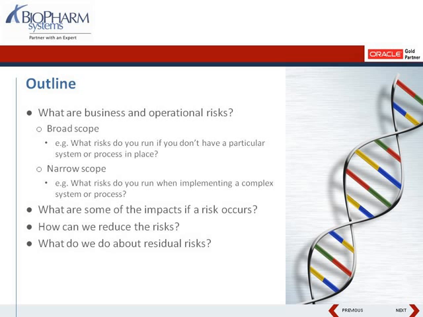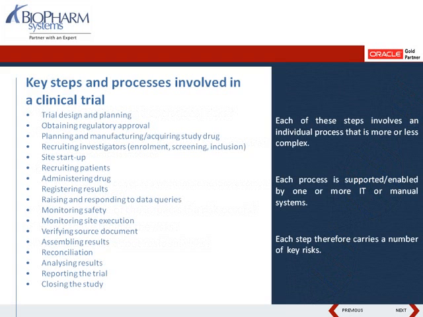So now let's look at how this might relate to a clinical trial operation. If we look at the key steps and processes involved in the clinical trial, and I've no intention of going through these in great detail, but you'll see that at the very broadest of levels, there are a large number of processes involved in executing a clinical trial. But what's common to all of these steps is that each of them involves an individual process that is more or less complex. These are not simple processes. These are generally pretty complex processes.